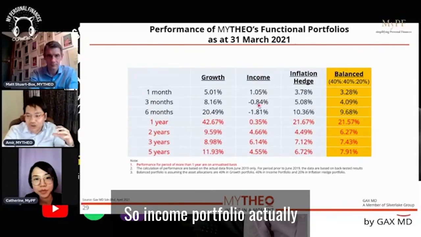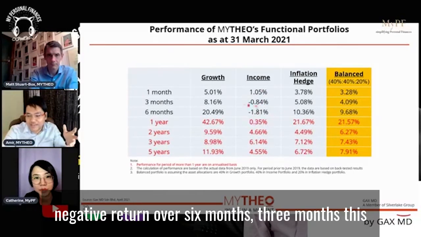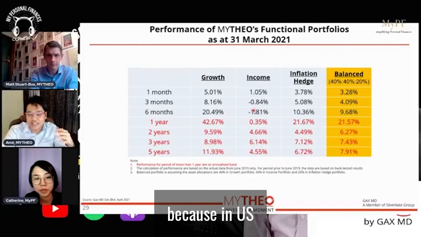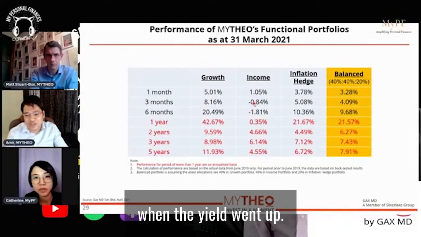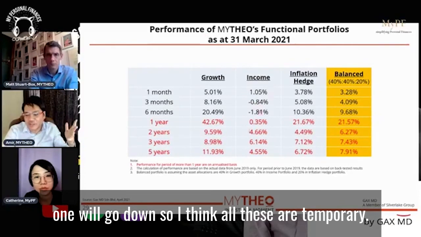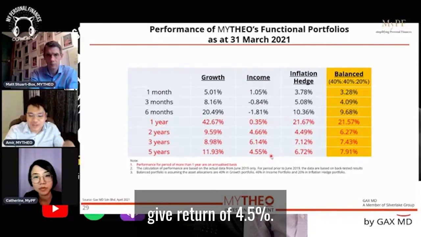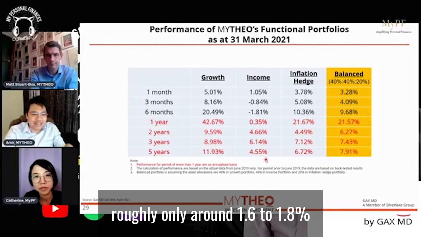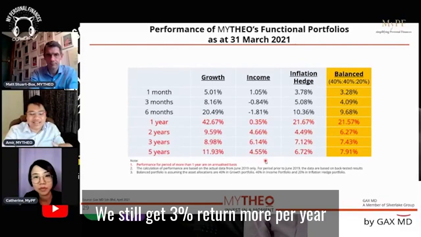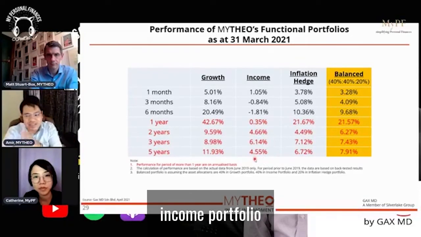For the income portfolio, you can see quite a number of negative returns over 6 months and 3 months. This is because US yields are going up. The bond relationship is simple: when yield goes up, bond price goes down. So I think it's all temporary. If you look at the longer-term bigger picture, the income portfolio gives a return of 4.55%. You compare that with fixed deposits today, roughly only around 1.6 to 1.8%, we still get 3% more return per year by just investing in our lowest risk portfolio, the income portfolio.